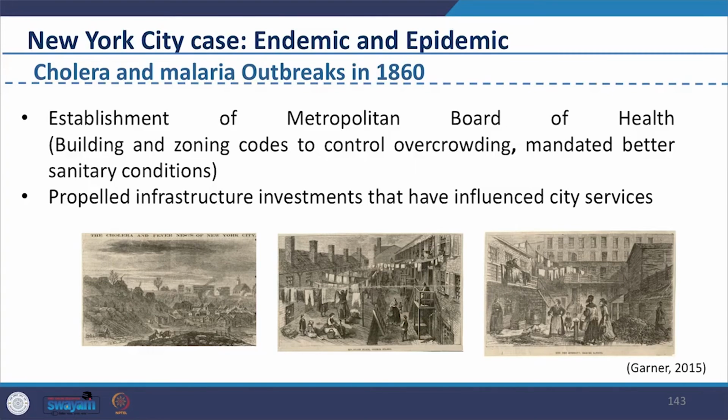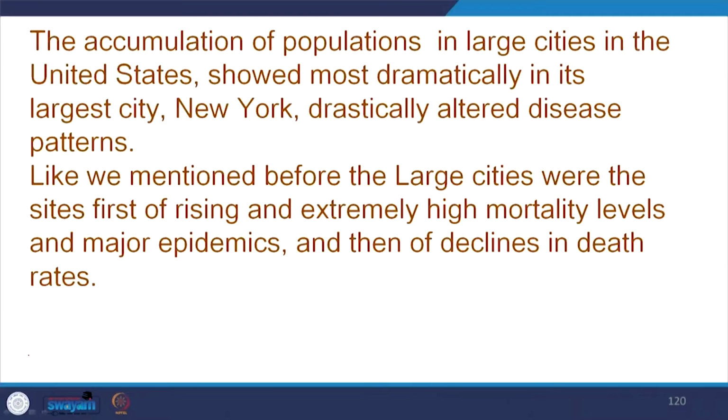It comprised building and zoning codes to control crowding, mandated better sanitary conditions, and propelled infrastructure investments that influenced city services. The accumulation of population in large cities in the United States showed most dramatically in its largest city, New York, and drastically altered disease patterns. Like we mentioned before, the large cities were the sites for the first of the rises in extremely high mortality levels and major epidemics, and then of declines in death rate.